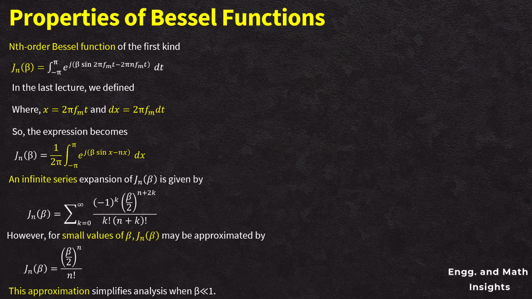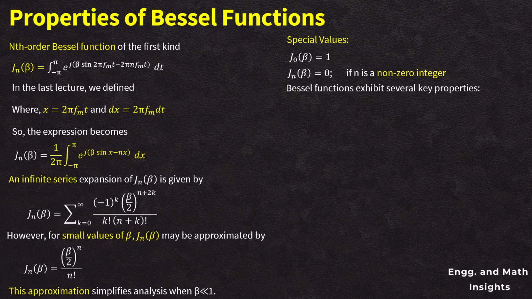There are some special values for this nth order Bessel function. Normally, J0(0) is equal to 1 and Jn(0) is equal to 0 if n is a non-zero integer. The Bessel function exhibits key properties that help in frequency modulation analysis.